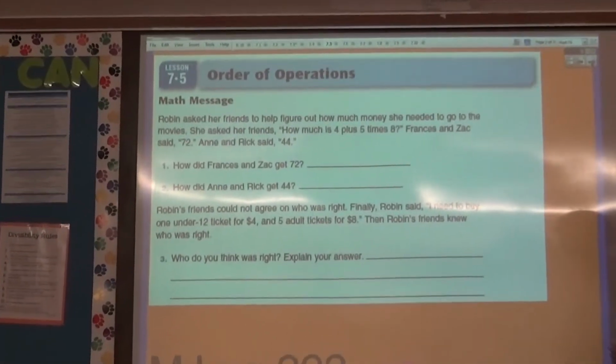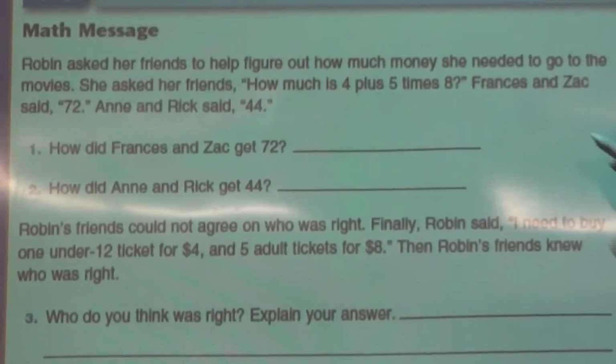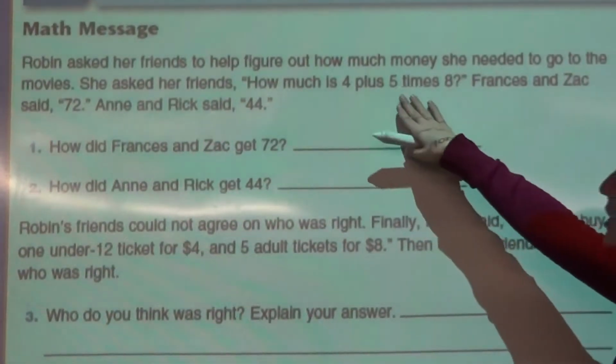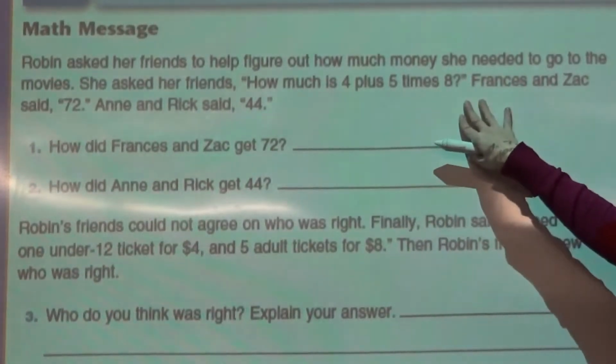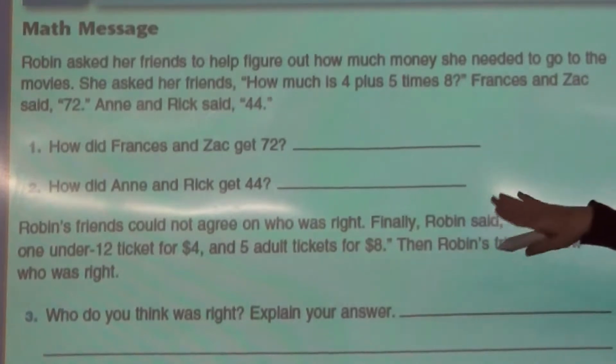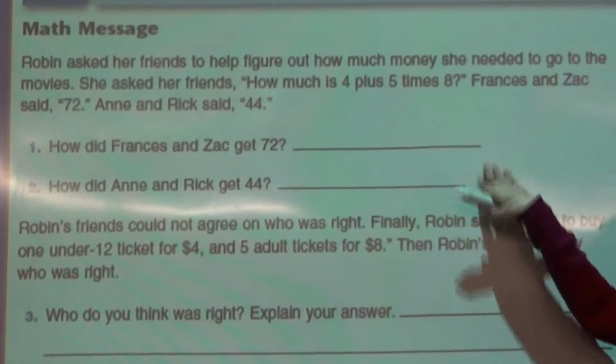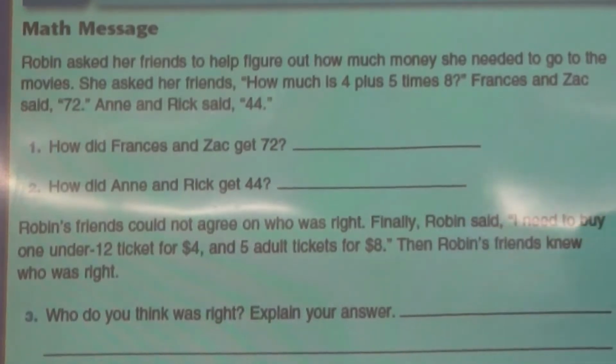Robin had asked her friends to figure out how much money she needed to go to the movies. She asked her friends how much 4 plus 5 times 8 is. Francis and Zach came up with one answer. They said 72. Ann and Rick came up with 44. So you need to figure out, how did they get these different answers?